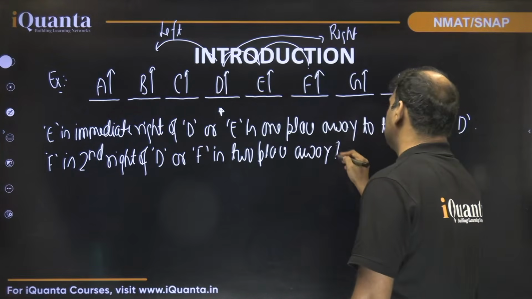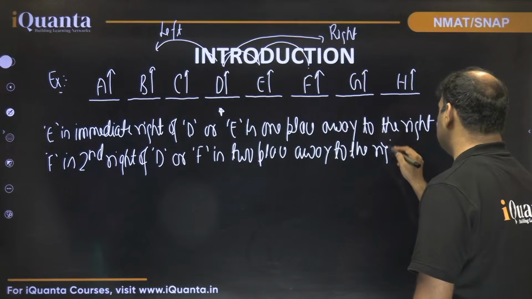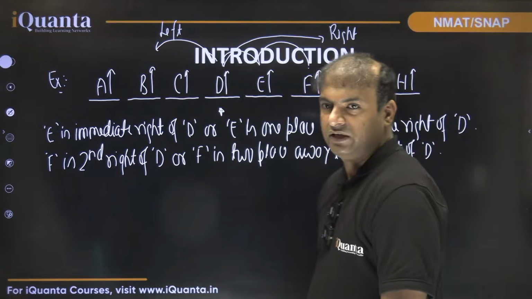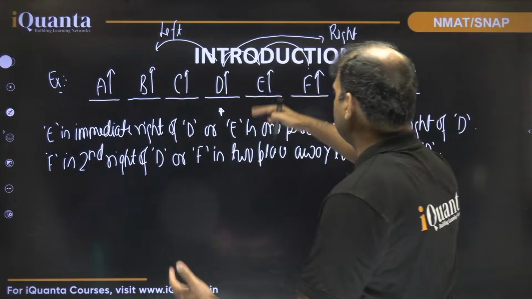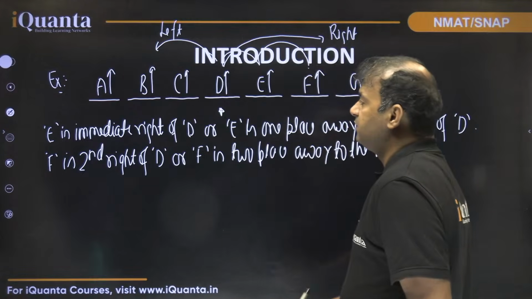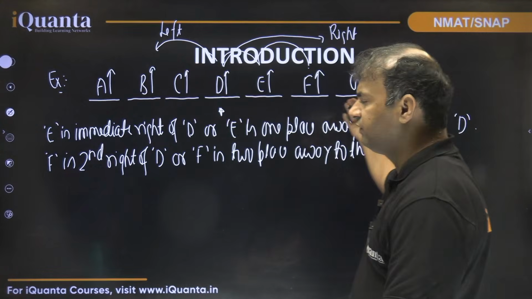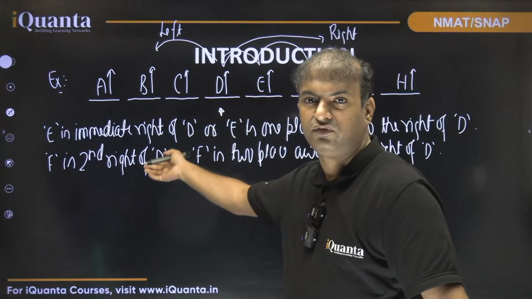Alright guys, this is also one of the statements which you can say: F is 2 places away to the right of D. Similarly, we can talk about G. G is third right of D or 3 places away to the right of D. Similarly, H is fourth right of D and 4 places away to the right of D. I'm not writing this down, because this is now similar to the previous information.